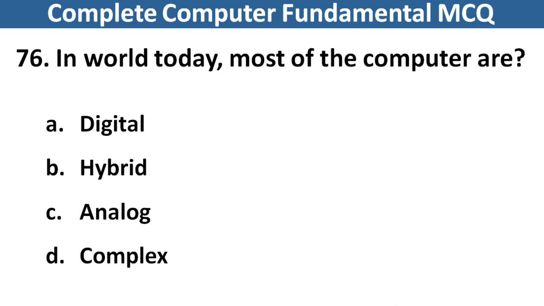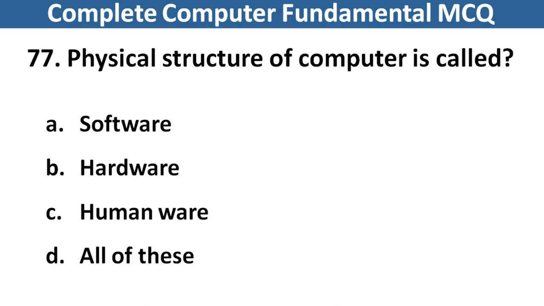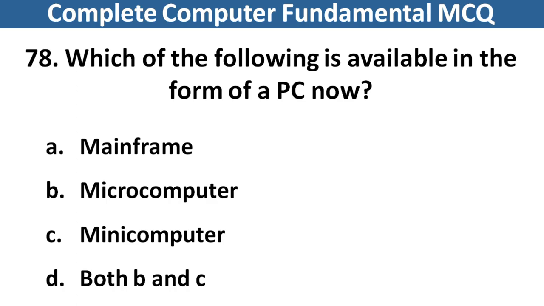Next question. In world today, most of the computers are. Right answer is option D, complex. Next question. Physical structure of computer is called. Right answer is option B, hardware. Next question. Which of the following is available in the form of a PC now? Right answer is option B, microcomputer.